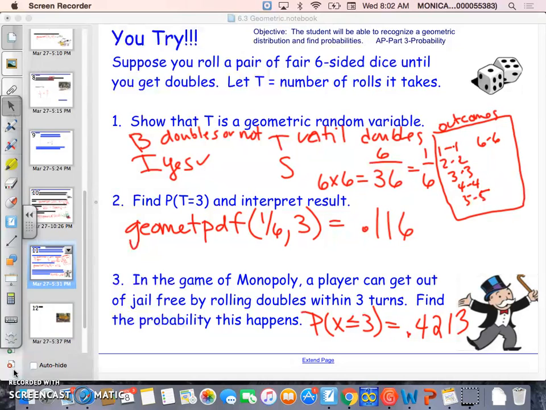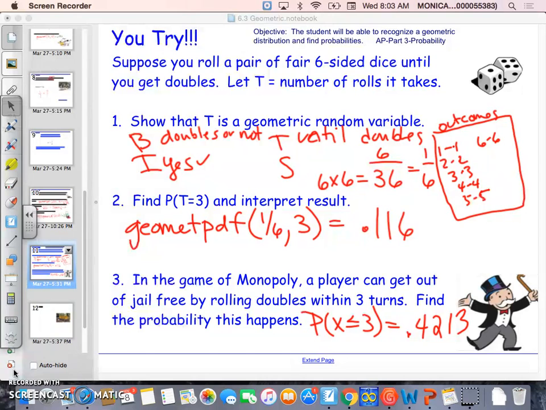And then this is interesting. If you've ever played Monopoly and you go to jail, you can get out of jail by rolling the dice and getting doubles within 3 turns. Otherwise, you have to wait until your next turn. And so that actually happens about half the time. So that's why most people don't have to stay in jail too long in the game.